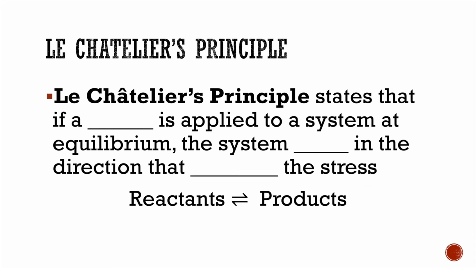So equilibrium is governed by something called Le Chatelier's principle. Le Chatelier's principle states that if a stress is applied to a system at equilibrium, the system shifts in the direction that relieves the stress. So what happens is we can have a reaction that's at its equilibrium. It's got equal forward and reverse reaction. The strobe lights go in. We don't see any differences.